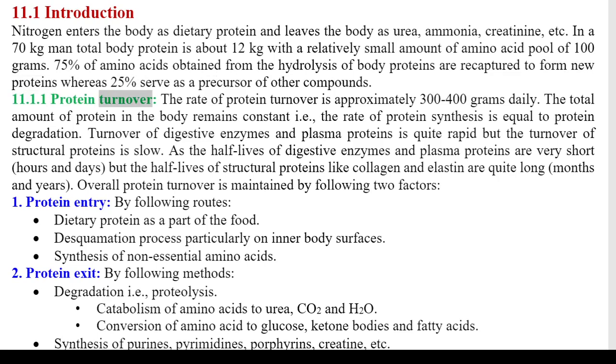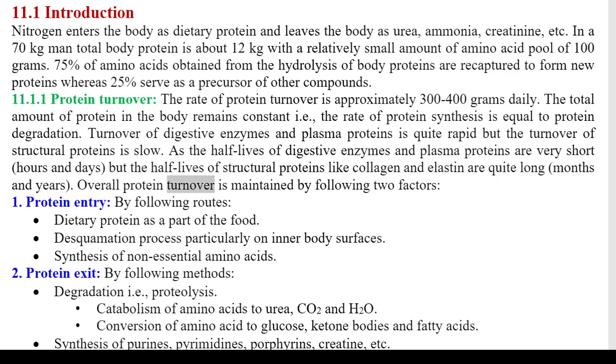11.1.1 Protein turnover. The rate of protein turnover is approximately 300 to 400 grams daily. The total amount of protein in the body remains constant, i.e., the rate of protein synthesis is equal to protein degradation. Turnover of digestive enzymes and plasma proteins is quite rapid, but the turnover of structural proteins is slow. The half-lives of digestive enzymes and plasma proteins are very short, hours and days, but the half-lives of structural proteins like collagen and elastin are quite long, months and years.